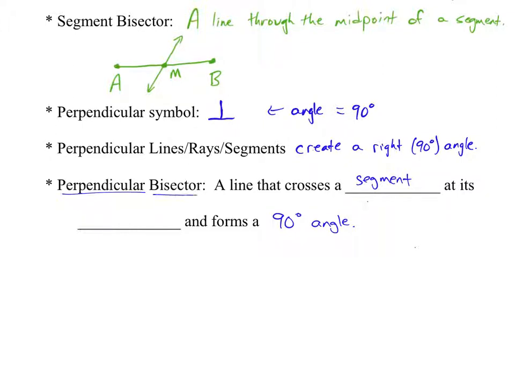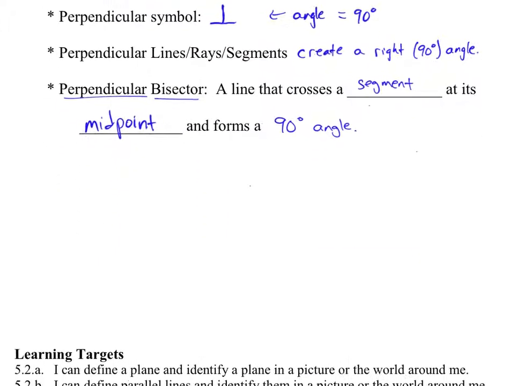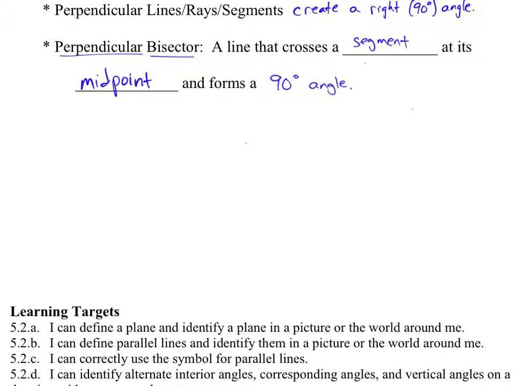If it's a bisector, it's going to be a line that crosses a segment at its what point? The midpoint. Nice job. So good. Because a dissect just means to cut something. A bisector means you cut it into two parts, to bisect, two equal parts.